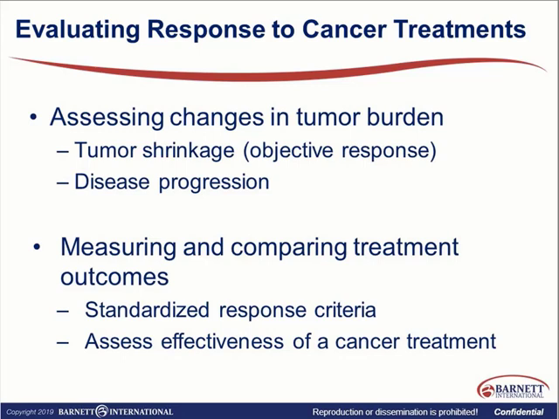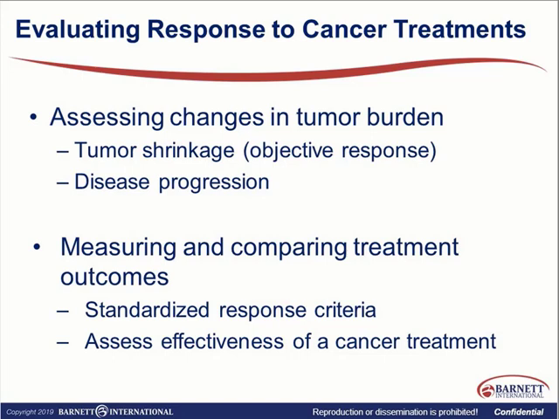The purpose of an oncology trial is to determine whether a cancer treatment is effective. Assessing changes in tumor burden over the course of a trial is one method used for determining the effectiveness of that treatment. Tumor burden, or you may also hear the term tumor load, refers to the number of cancer cells, the size of a tumor, or the amount of cancer that's in a body.